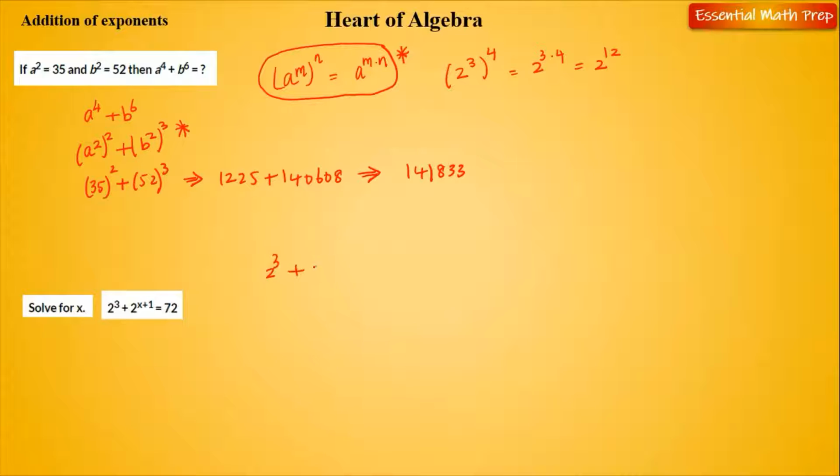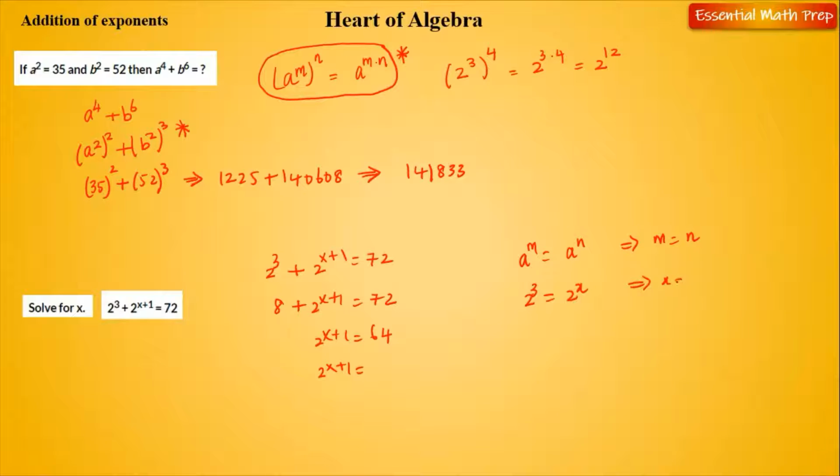We have 2 power 3 plus 2 power x plus 1 equals 72. There's two ways to do it, but I'm only going to show you the easier way, which is 2 cube is 8 plus 2 power x plus 1 equals 72. 2 power x plus 1 equals, if you subtract 8 on both sides, 64. And again, for this problem, the logic is if a power m equals a power n, then m equals n. Similarly, if you have 2 cube equals 2 power x, then x equals 3. Okay, this is the logic and this is the takeaway.